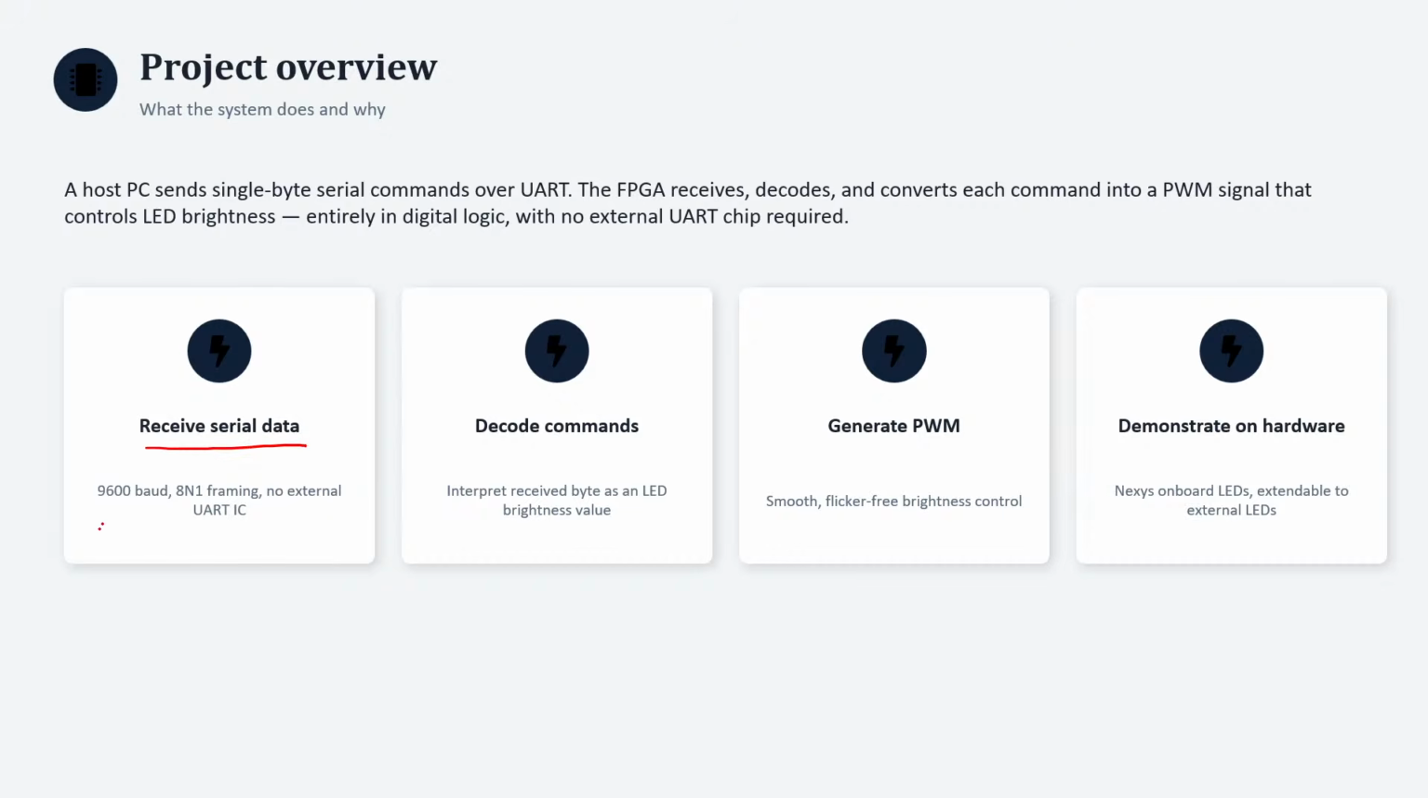Now, we are going to receive serial data using our FPGA, with a 9600 baud rate and 8N1 framing. 8N1 framing is nothing but 8 bits of data, no parity, and one stop bit, and no external UART IC is used for this. I'm going to decode those commands and generate the PWM signals so that my LED works. And this is what I'm going to do. As future work, if you have any FPGA board, you can implement it on your FPGA board.